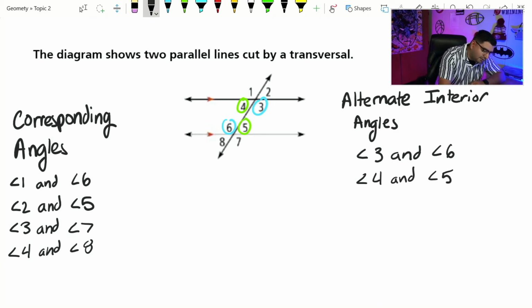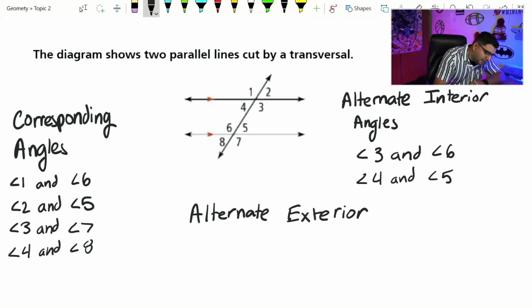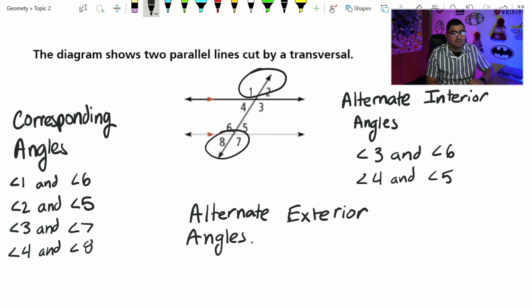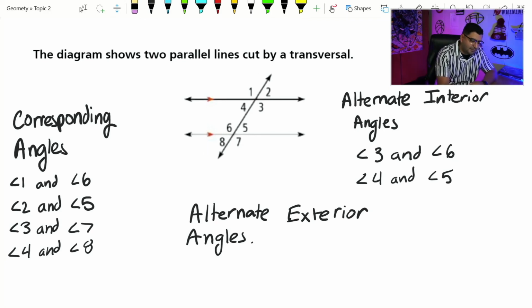The last group I want to discuss are what we call the alternate exterior angles. And these angles are going to be the ones that are located outside of the parallel lines, outside of the space created. So we're talking about angles 1 and 2 and angles 8 and 7. And again, the word alternate means they're on the opposite sides of each of those lines.